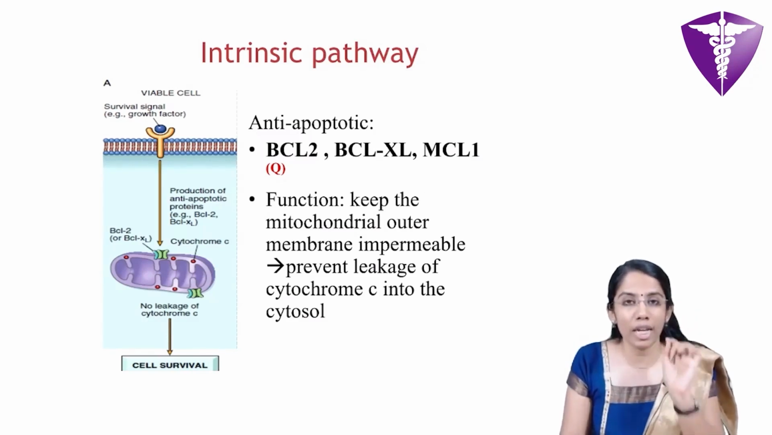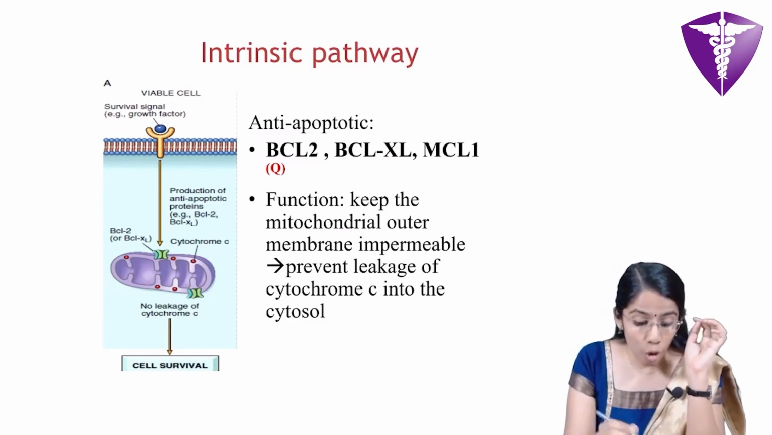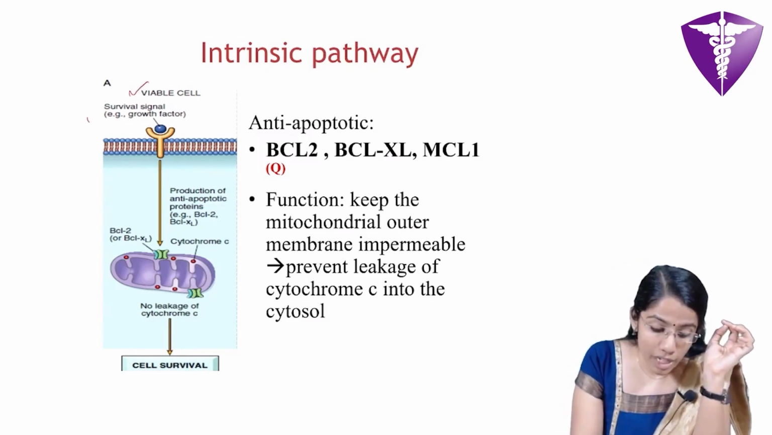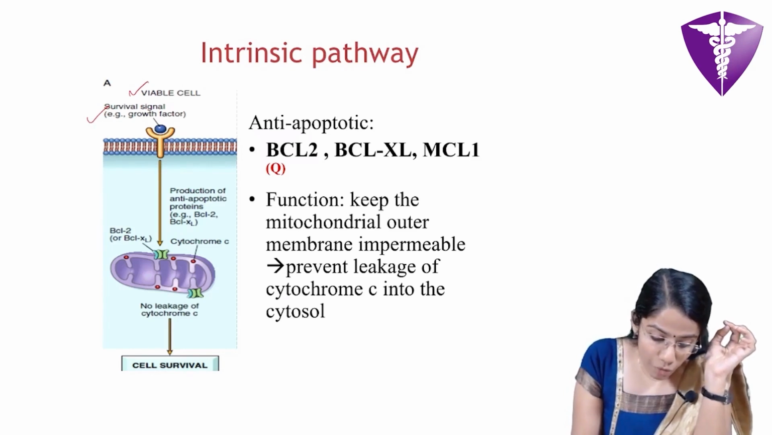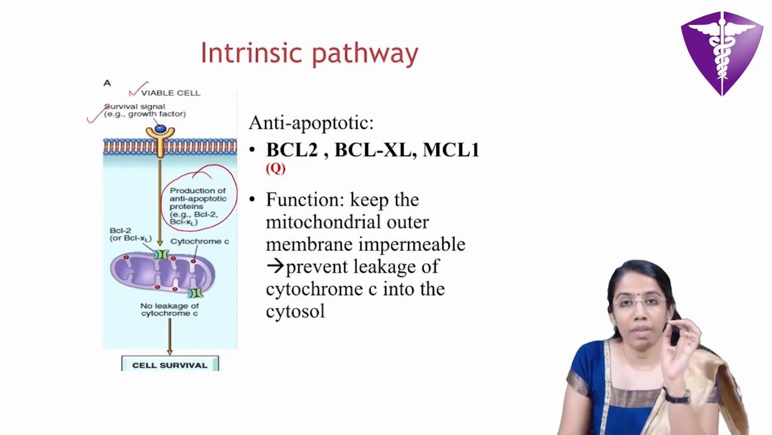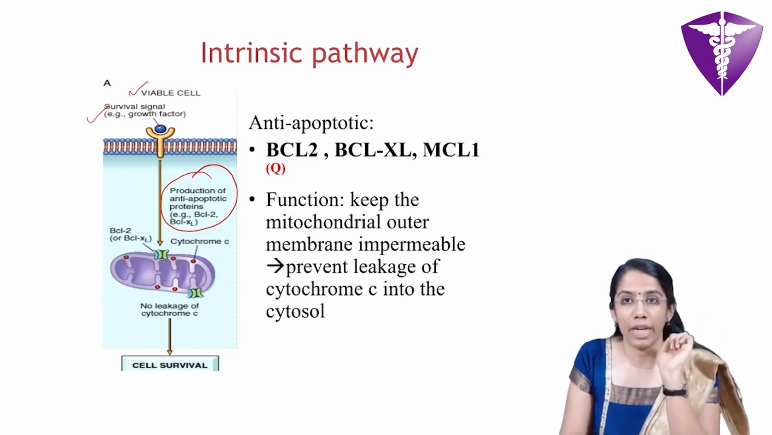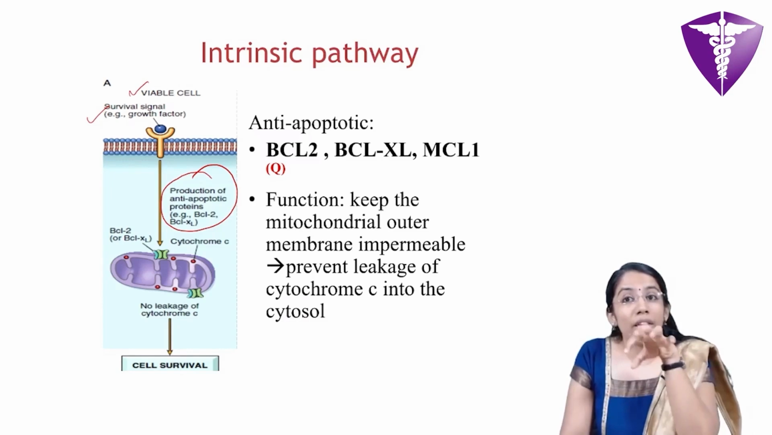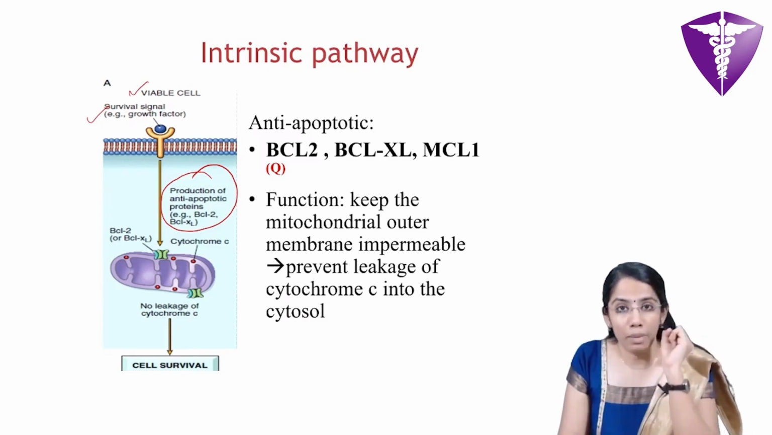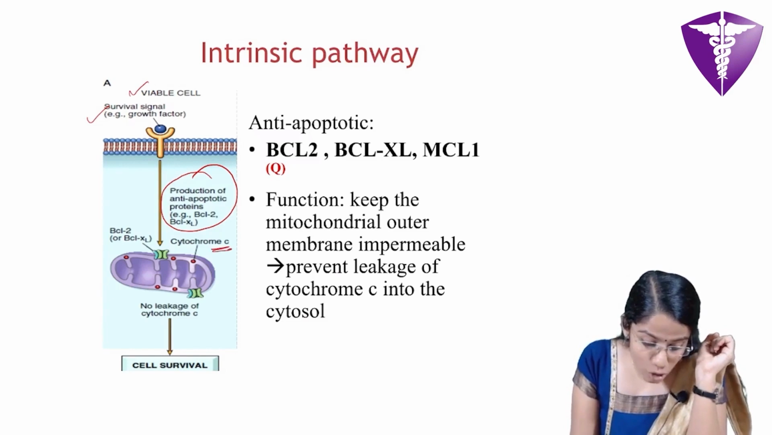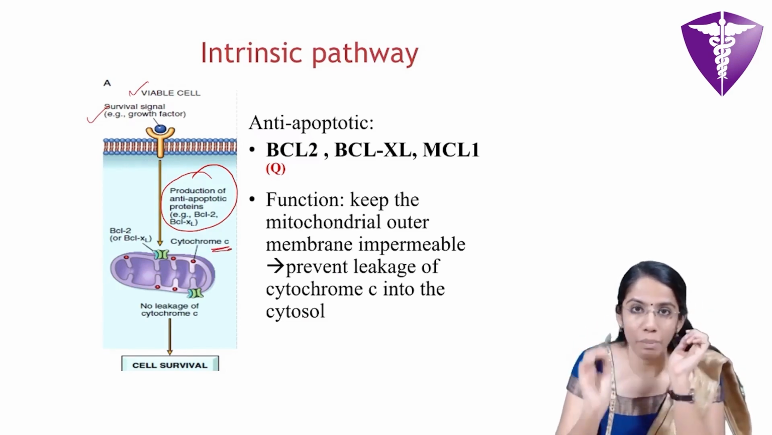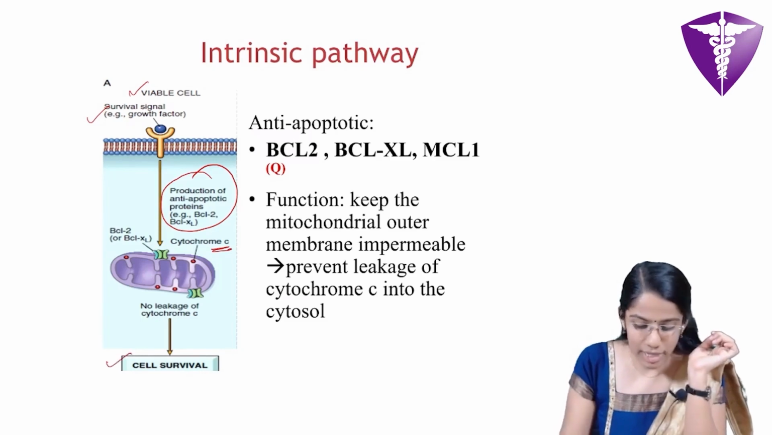Let's begin with the intrinsic pathway. In a normal viable cell, in the presence of survival signals, there is production of anti-apoptotic proteins of the BCL family. This is very important, and it includes BCL2, BCL-XL and MCL1. These mainly function to keep the mitochondrial outer membrane impermeable and thus prevent leakage of cytochrome C. Cytochrome C remains inside the mitochondrial compartment and so the cell survives.